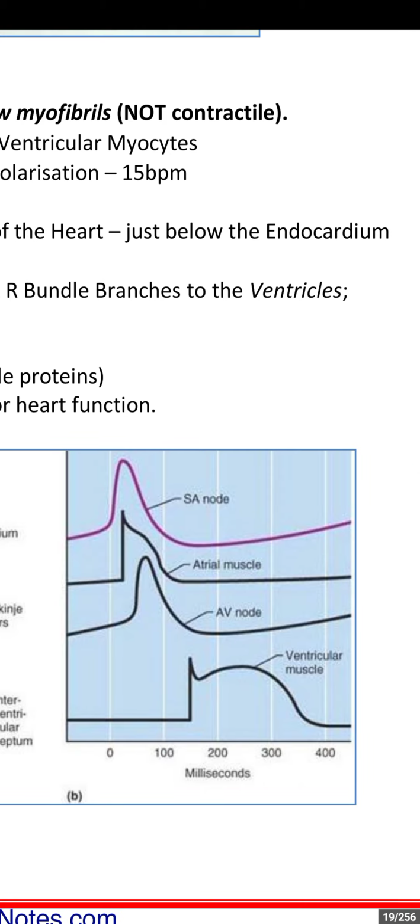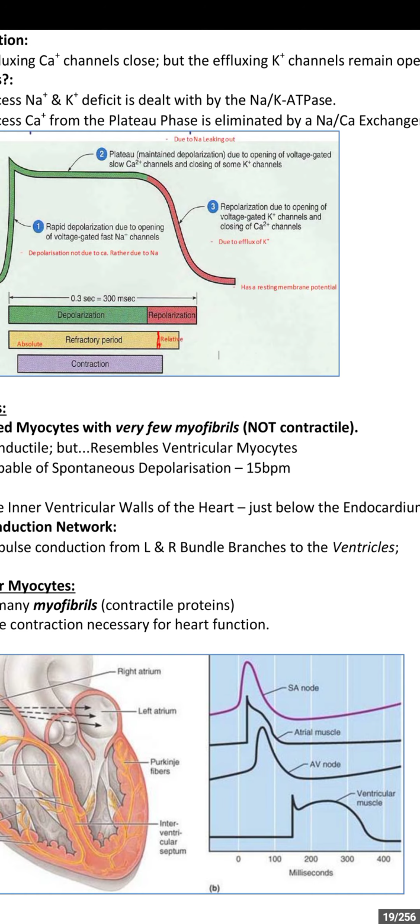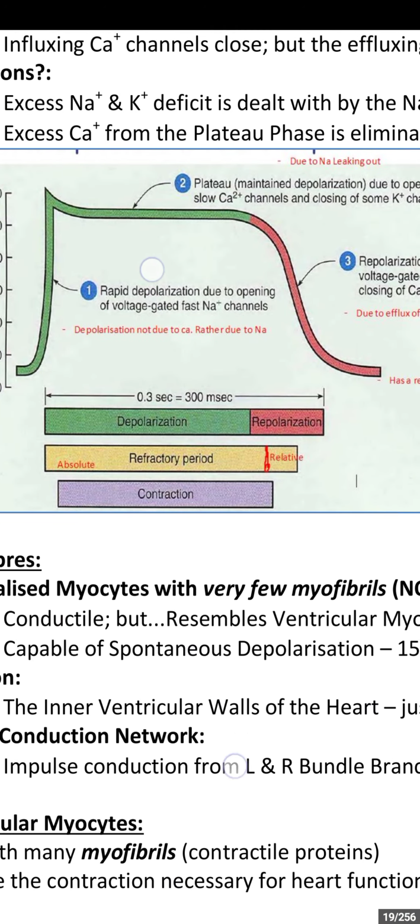So the SA node helps in the contraction of the atrium. That conducts through the internodal pathways to the AV node, and the AV node passes through the bundle of His and the Purkinje fibers, and it causes the ventricular muscles to contract. Everything happens in a millisecond, like you see the refractory period and the contraction period.